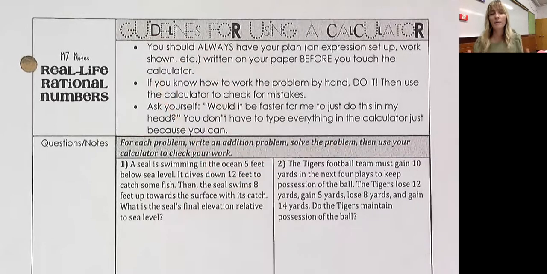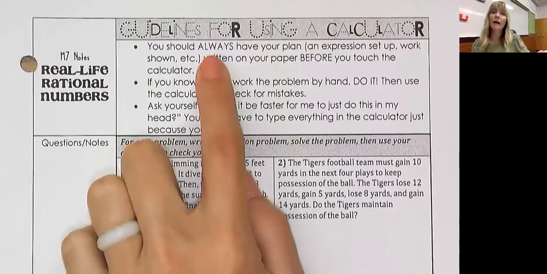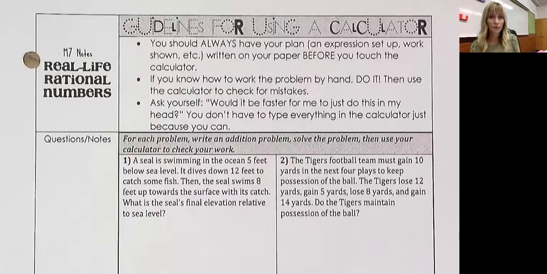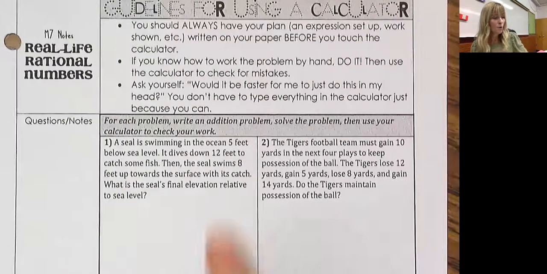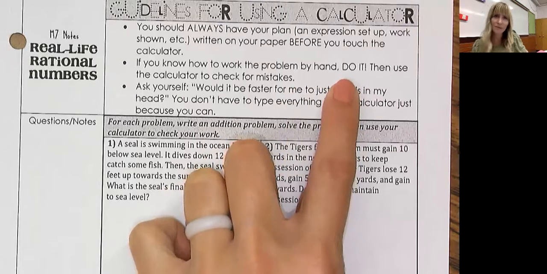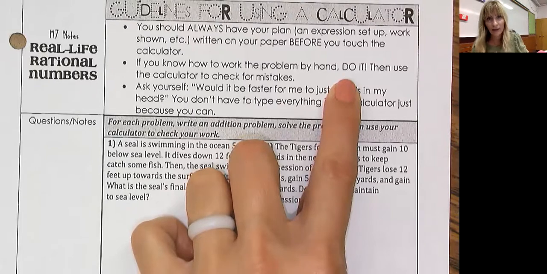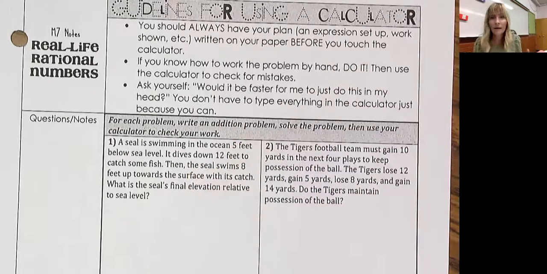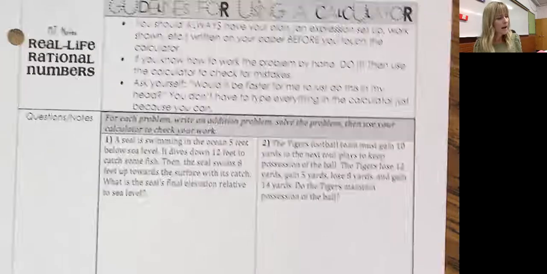Have some kind of plan about what mathematics am I even doing, because if you don't have some kind of plan outlined, then it doesn't matter what you're typing in, you're gonna make a lot of mistakes. So you should have a plan, and I'm gonna show you what that looks like as we go through. If you know how to work the problem by hand, do it. It's excellent practice and you've got space right here. If you know how to do it by hand, and it wouldn't be very long or tedious, then just do it by hand, okay? Then you can use the calculator to check for mistakes if you want to.